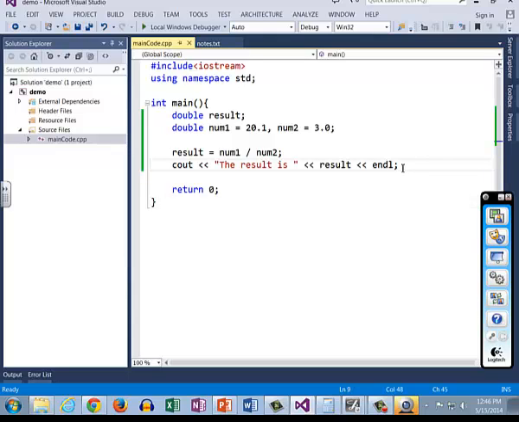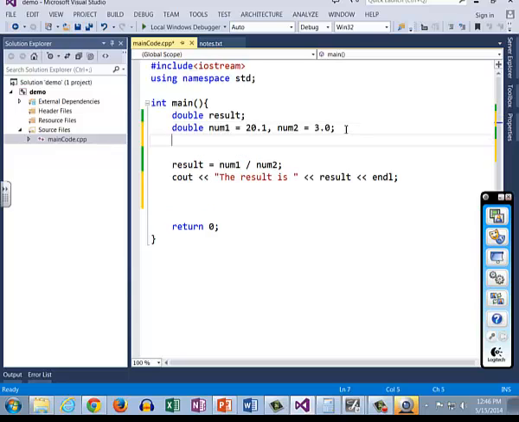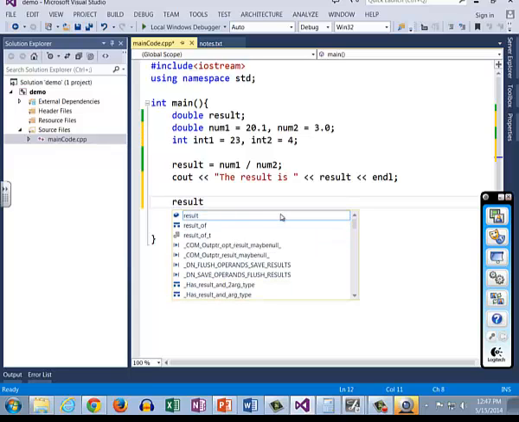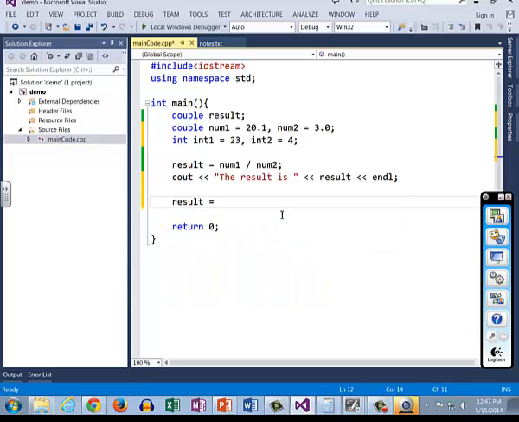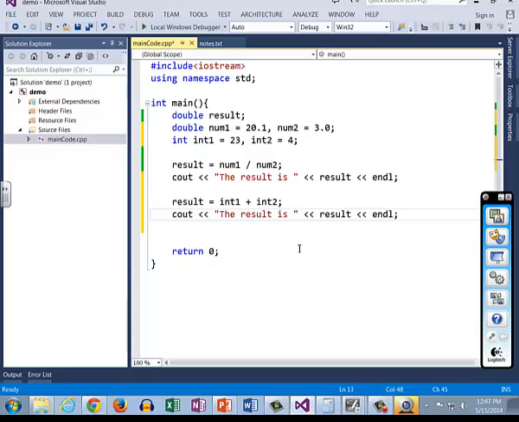Now let's try something different. I want to introduce some integers. So I'm going to do int1, and I'm going to set it equal to 23, and int2, and set it equal to 4. And now I want to do some math with that. Plus, minus, subtract. Well, let's go ahead and do it. Let's say result equals int1 plus int2. And let's go ahead and print out the result. It's exactly this, so I'm going to copy and paste that line. And let's see what we get when we add those two together.